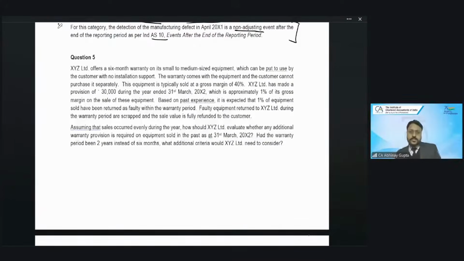XYZ Limited offers a 6-month warranty on its small to medium sized equipment which can be put to use by the customer with no installation support. The warranty comes with the equipment and the customer cannot purchase it separately. The equipment is typically sold at a gross margin of 40%. XYZ Limited made a provision of rupees 30,000 during the year ended 31st March 2002.